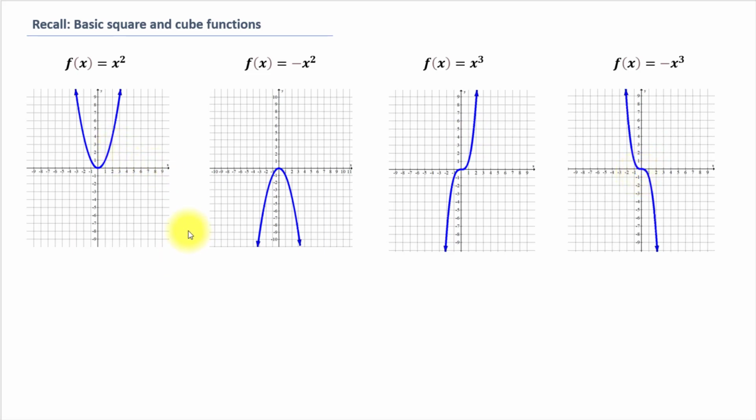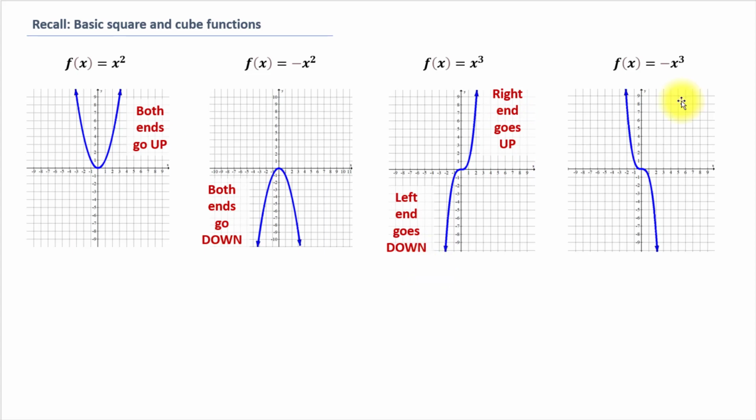Let's spend a little bit more time on describing the end behavior of those graphs. First, let's note what we have already observed. In the graph of the basic square function, both ends go up. For the graph of the square function with the negative sign in the front, both ends go down. What can we say about the graph of the cubic function? In this case, the right end goes up and the left end goes down. For the cubic function with the negative sign in the front, the left end goes up and the right end goes down. How can we say all that mathematically?